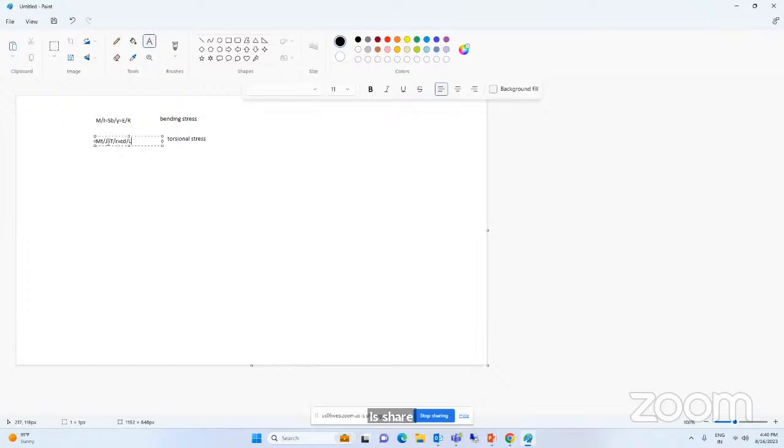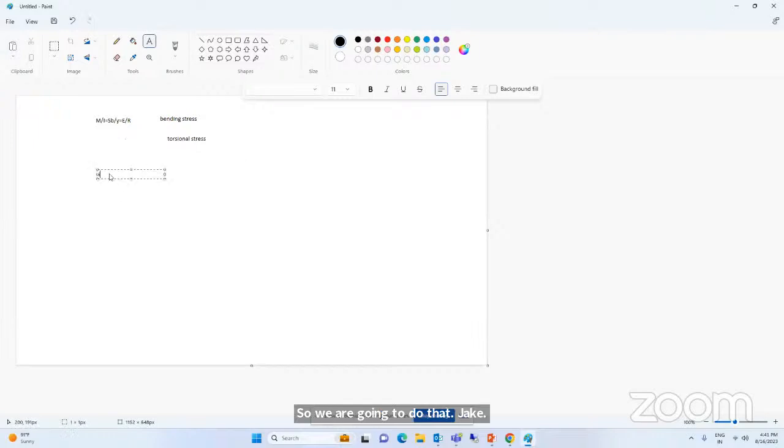Sorry, J is polar moment of inertia. Tau is shear stress. R is radius of pipe. C is modulus of rigidity, delta is the angle of twist, L is the length. What I mentioned here is the same as what is mentioned here. So we are going to do the J.